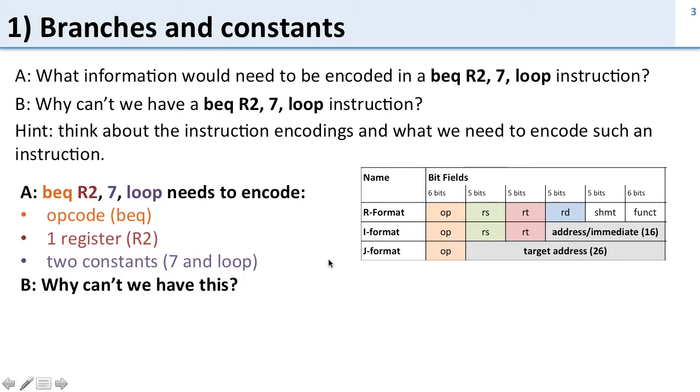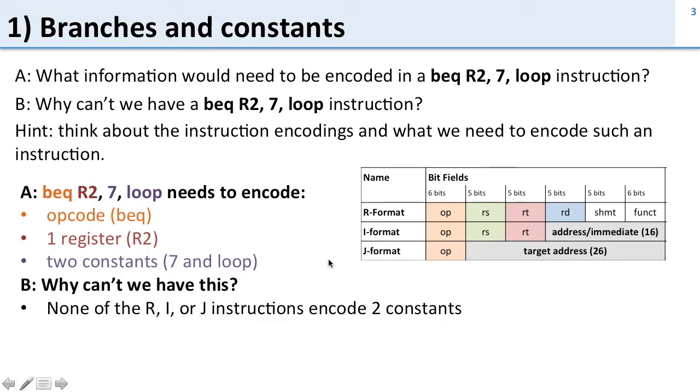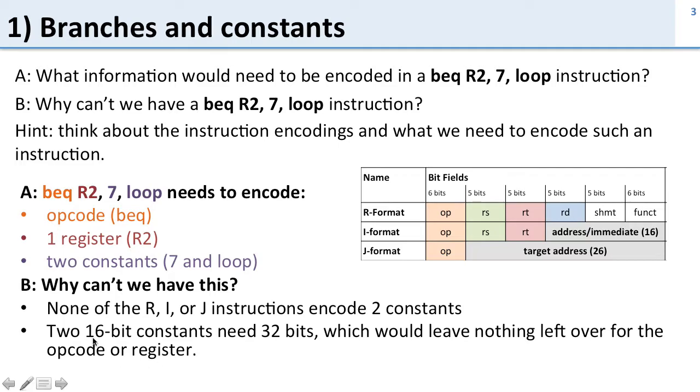So now the question is, why can't we have this in MIPS? And the answer is that we don't have 2 constants in any of these. But more importantly, why don't we have 2 constants? So if we want to have 2 16-bit constants, we need 32 bits. So here in the I format, we have space for 1 constant, either a jump address or an immediate value, and that's 16 bits. If we wanted to have 2 16-bit constants, we'd end up using all of our 32 instruction bits. We wouldn't have any room for the opcode, we wouldn't have any room for the register. So we can't encode this sort of an instruction in MIPS because we don't have room to put 2 constants in our instruction.